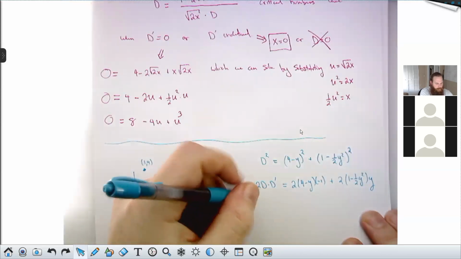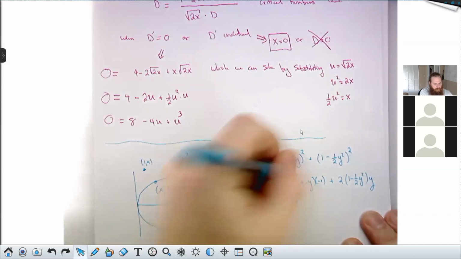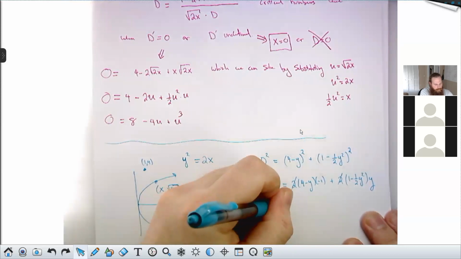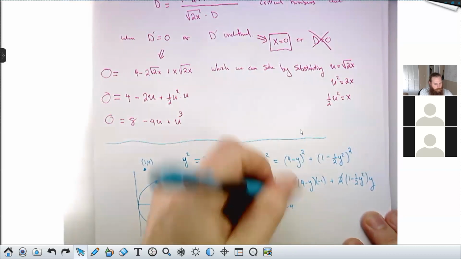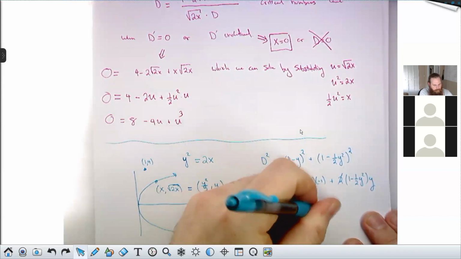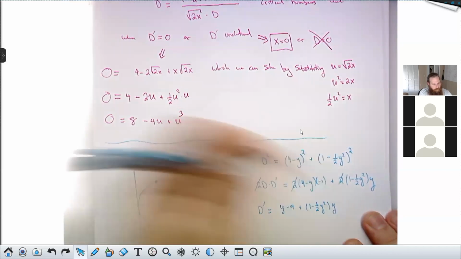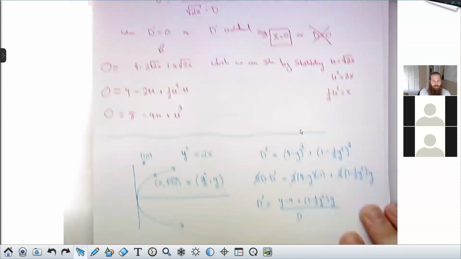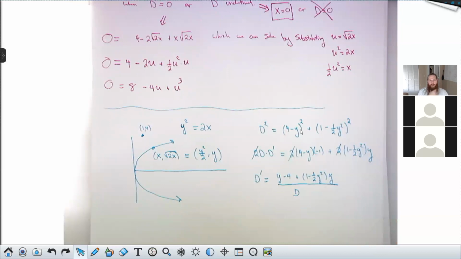And then the process from here is easier. You divide both sides by 2, the 2's all go. d prime would be y minus 4 plus 1 minus 1/2 y squared times y, all over d. And setting this to 0 is going to be a hell of a lot easier than setting the other one to 0.